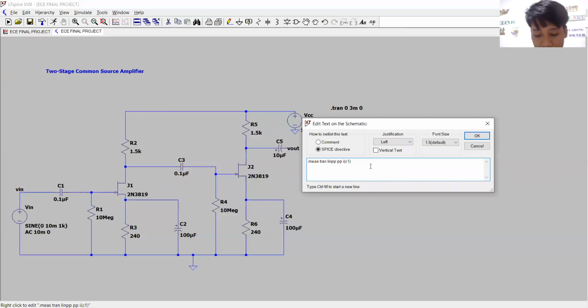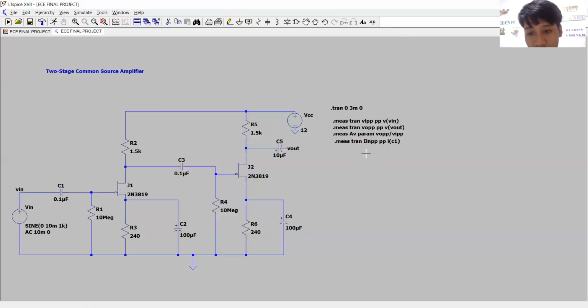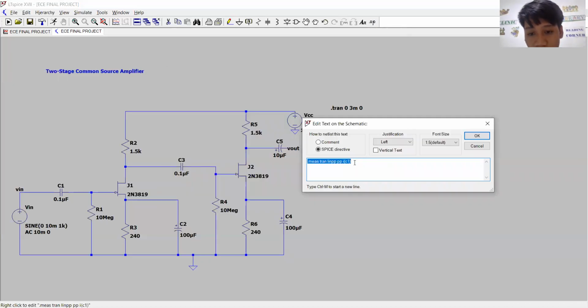And to add with that, that is not finished. Oh, sorry. I have to add something else. The output of the current peak-to-peak, measure run IoutPP, ID J1.